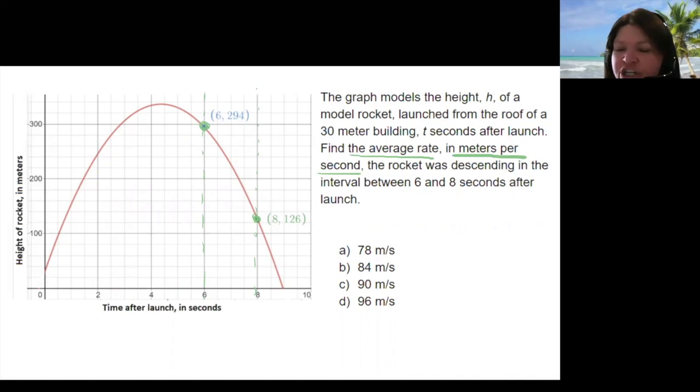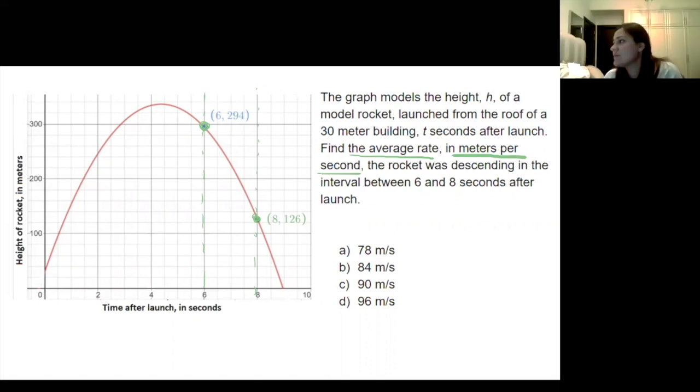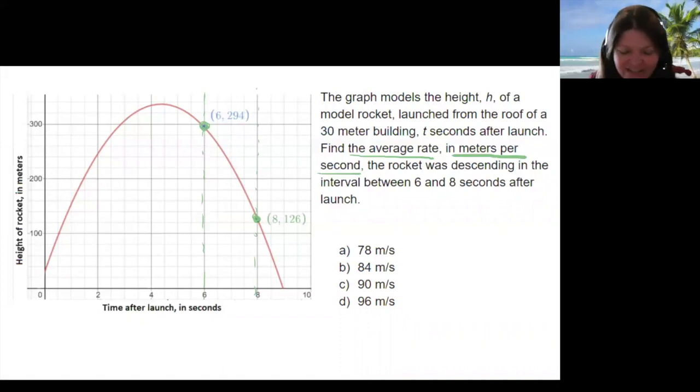This might look a lot different. They might not be telling you. It's not even a line. But you know what they just asked you to find? Average rate of change. They're looking for slope. Guys, this is a slope problem again. Okay. And we can see again the meters per second, that idea of unit rates coming up in slope again.